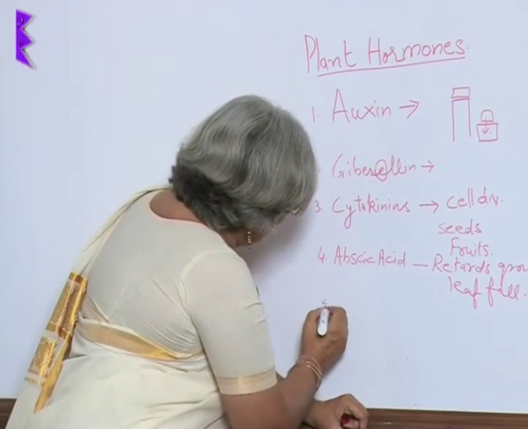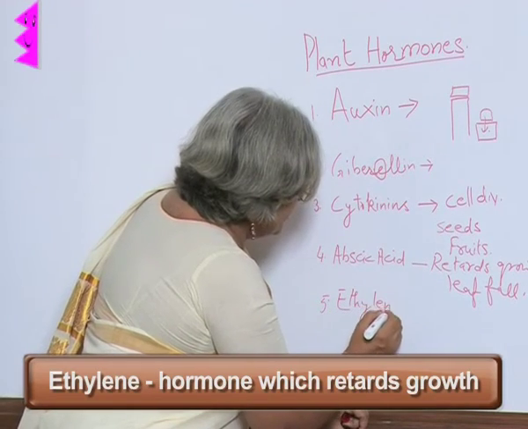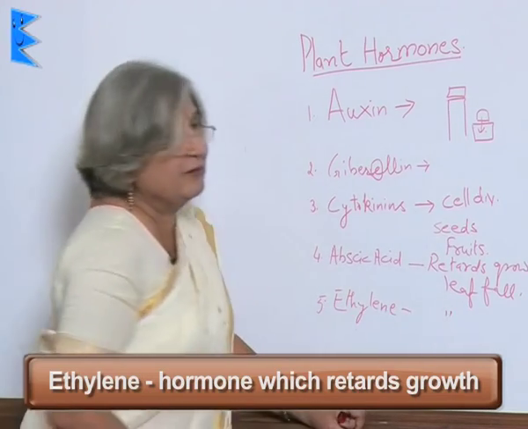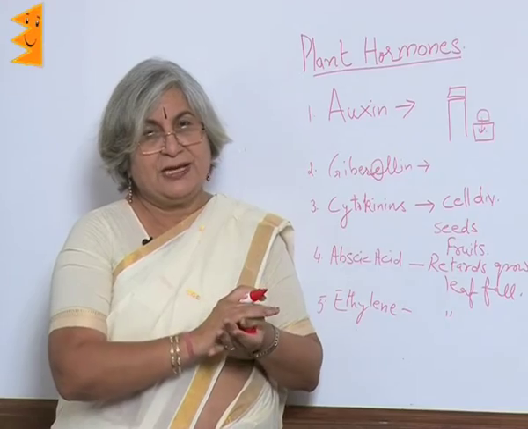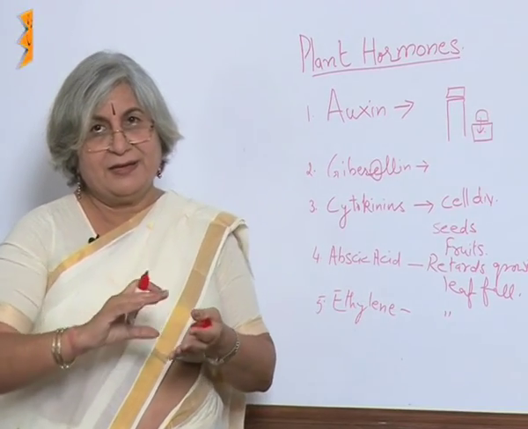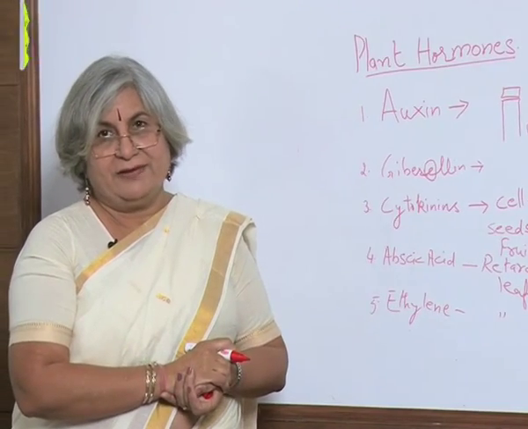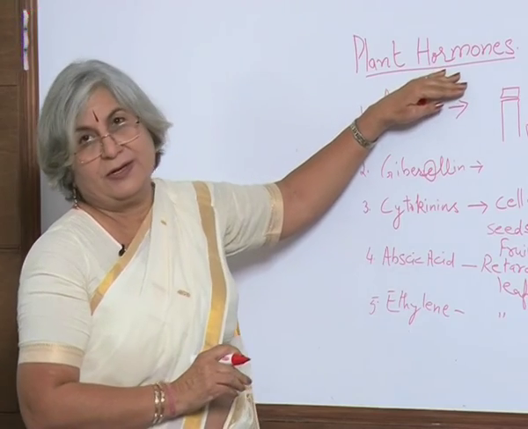There is another hormone called ethylene, which is in gaseous form, and that also inhibits or retards growth. So, in addition to the electrical impulse, another way of controlling and coordinating various processes in plants is the plant hormones.